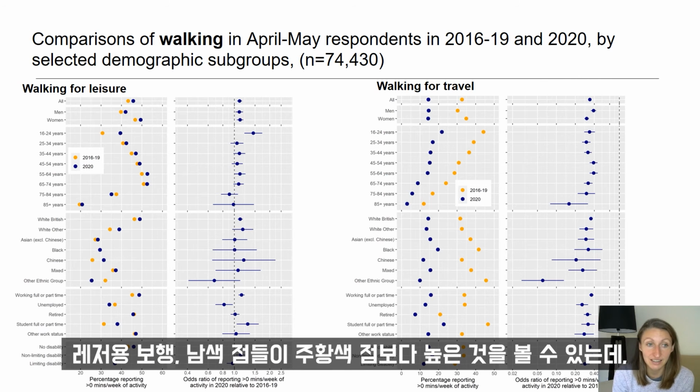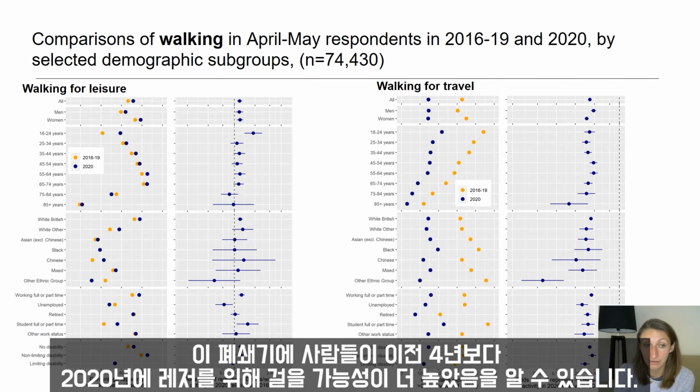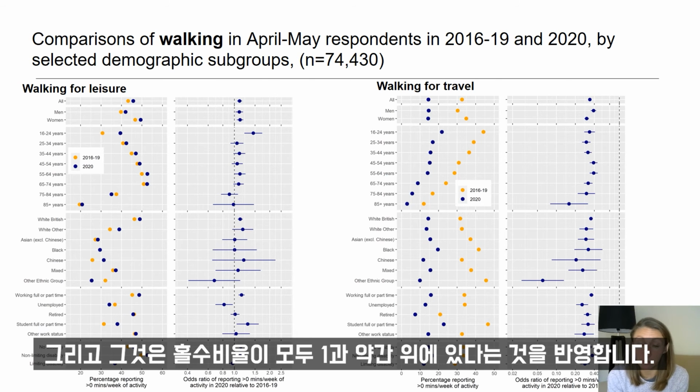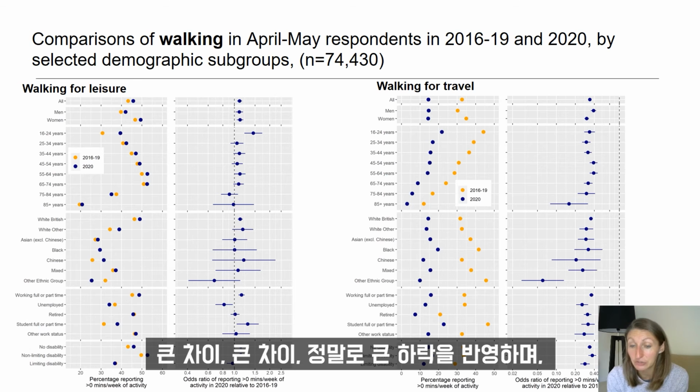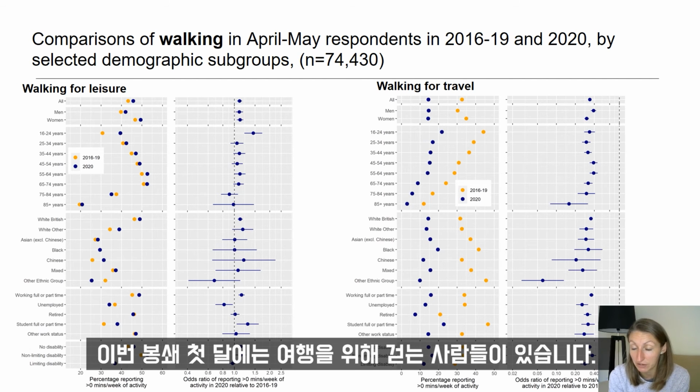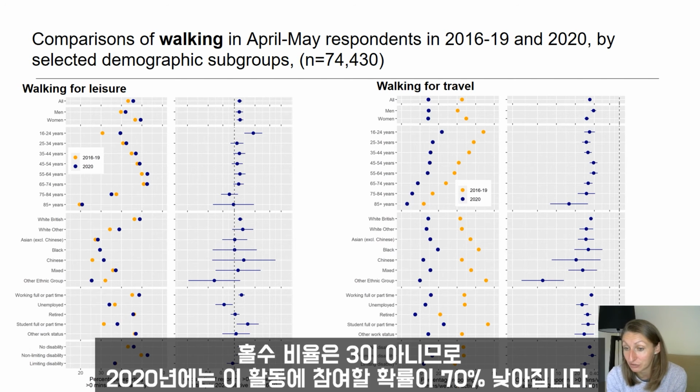You can see that walking for leisure, that the navy dots are all higher than the orange dots, showing that people were more likely to be walking for leisure in 2020 than the previous 4 years in this lockdown period. And that's reflected by the odds ratios all being just in and around 1, slightly above 1. Whereas walking for travel has completely the opposite trend. There are large differences, huge differences, reflecting a really big drop in those participating in walking for travel in this first month of lockdown. And the odds ratios are sort of 0.3, so that's 70% lower odds of participating in this activity in 2020.